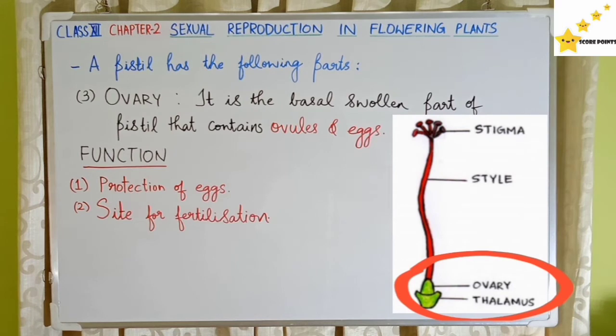Third and the most important part, it's the ovary. It's the basal, swollen part of the pistil. Ovary contains ovules and eggs. The main function of ovary is to protect the eggs and it is a site for fertilization. You can see the diagram, the bottom region I have marked in red.